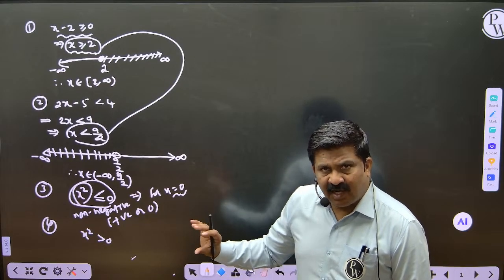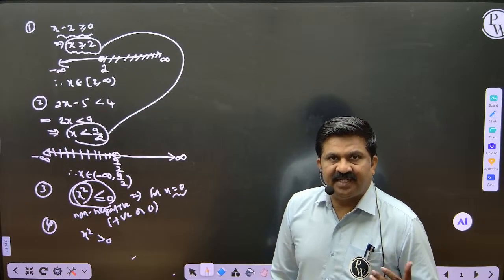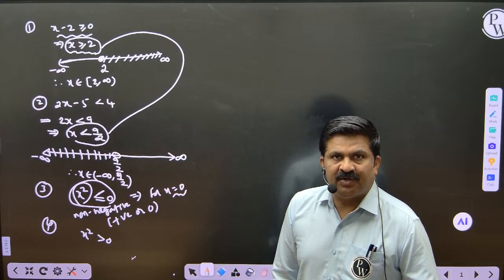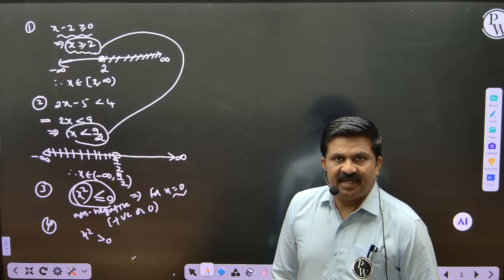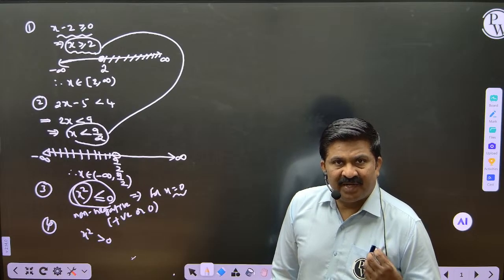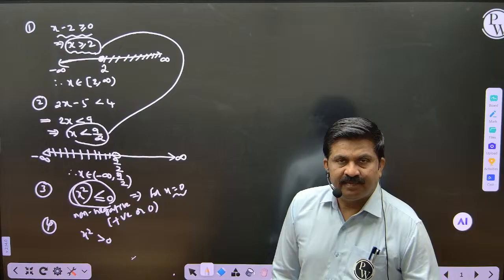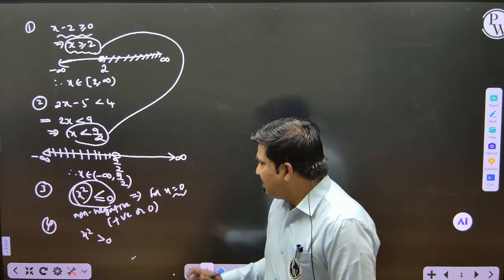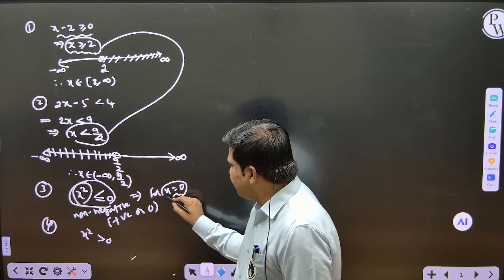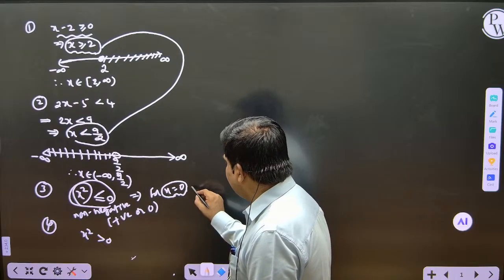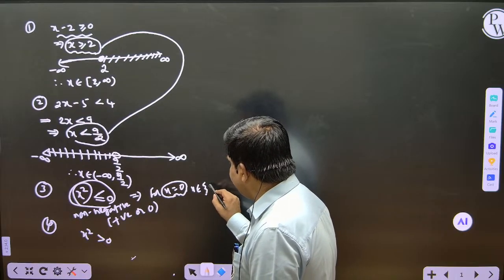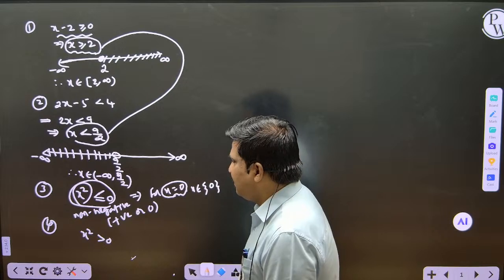That's why, what is the commonality of this? The left hand side is non-negative. It is greater than or equal to 0. The right hand side is less than or equal to 0. But what is the commonality of these two? Equal to 0. That's why here x is equal to 0. So x belongs to the singleton set {0}.